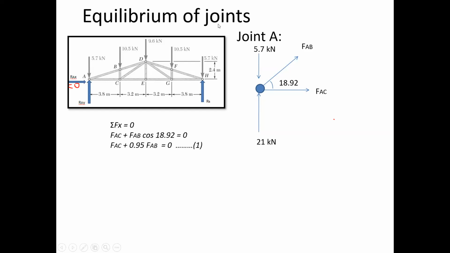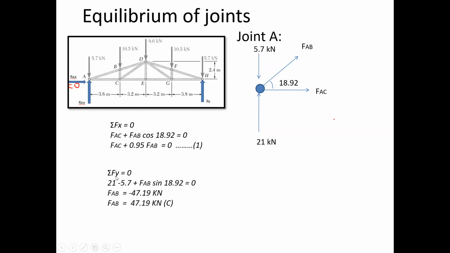I'll wait for your answer. What is FAB? Use the second equation of equilibrium, that is summation Fy equals 0, and get the value. Mitali shared an answer here. Any other answer? Ayush shared an answer. Kajal also shared an answer. Sahil, Shivam, okay. Abhijit, Sharvil, okay. I found that all of you have the same answer. So let us see the next step, the calculation of FAB.